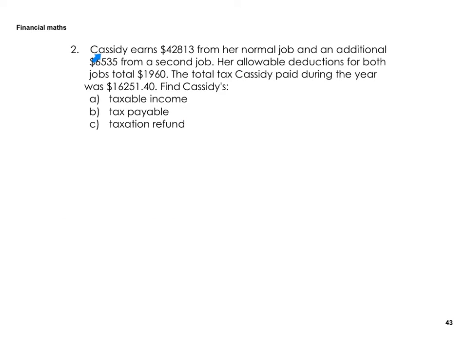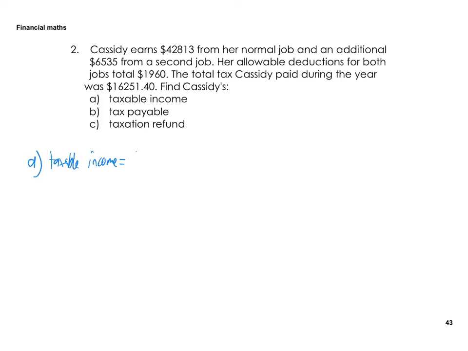All right, question 2. Cassidy earns $42,813 from a normal job and an additional $6,535 from a second job. Her allowable deductions are $1,960, and she paid tax during the year of $16,251.40. Part A, taxable income. Part B, tax payable. Part C, tax refund. All right, so first part, taxable income.